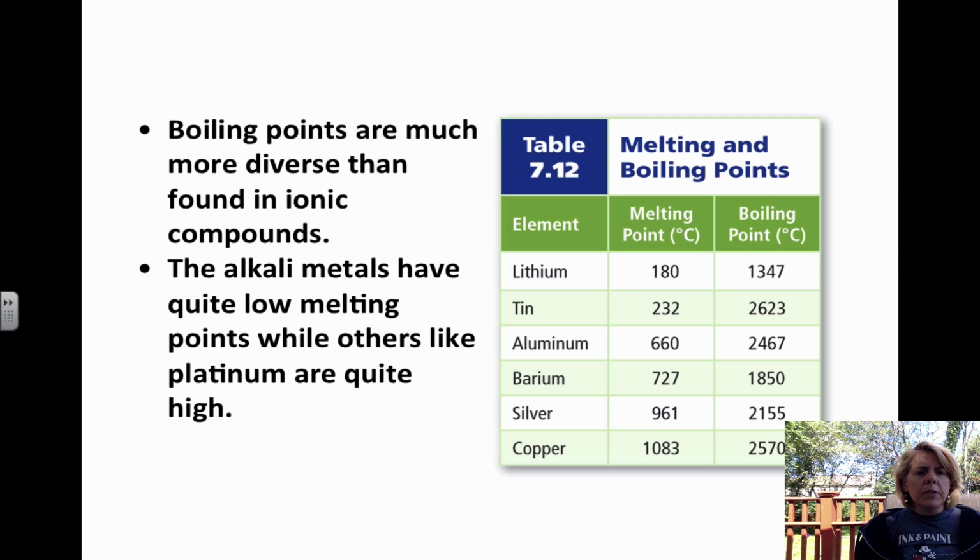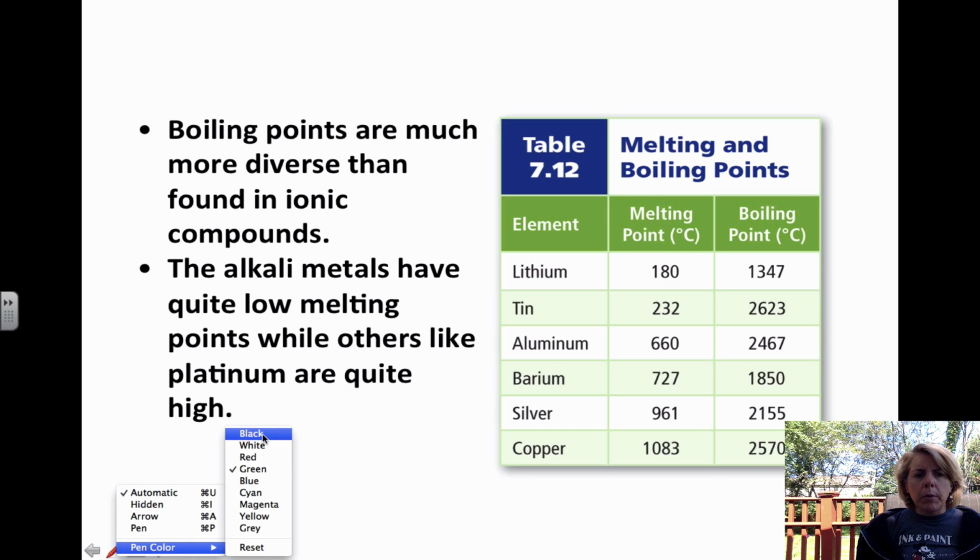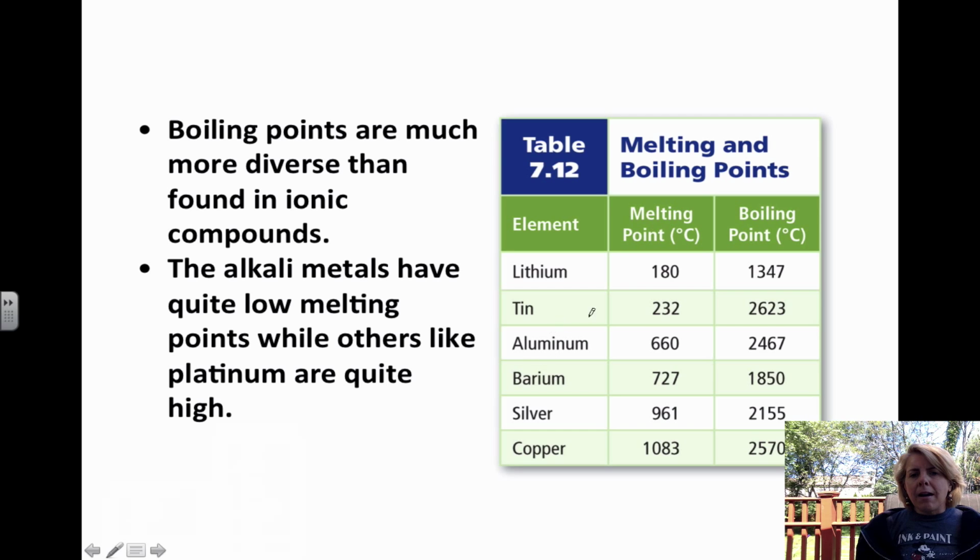Okay, so notice that for ionic compounds, we said that most of the boiling points are high. That doesn't necessarily occur the same way with metals. Like, look at how tin, its melting point is actually pretty low compared to copper.